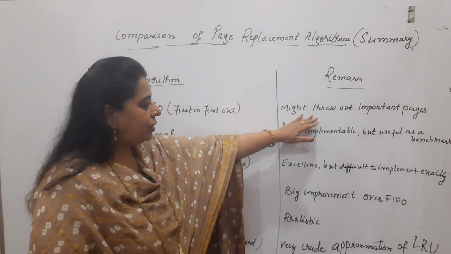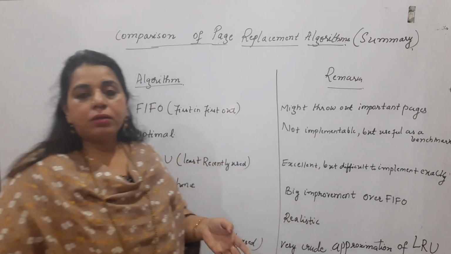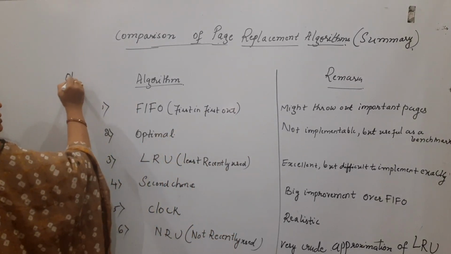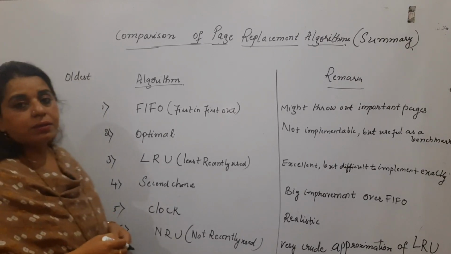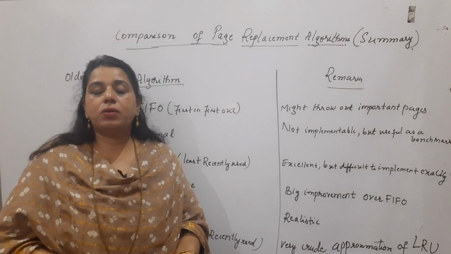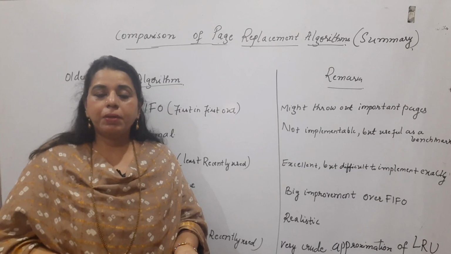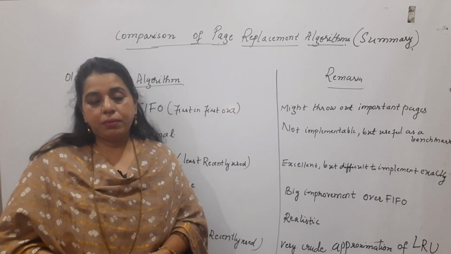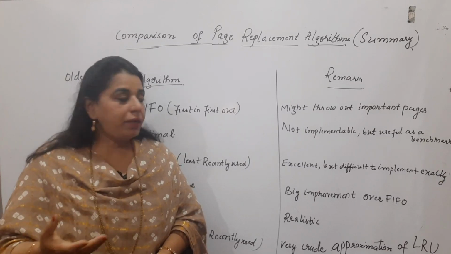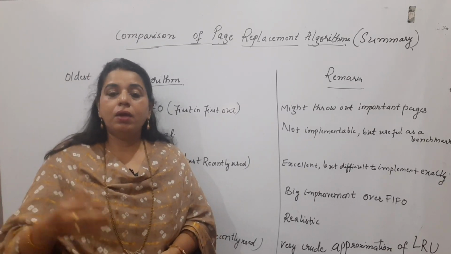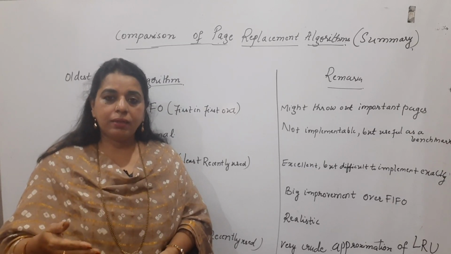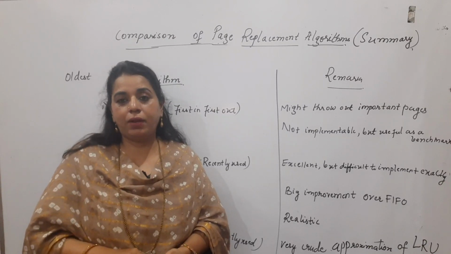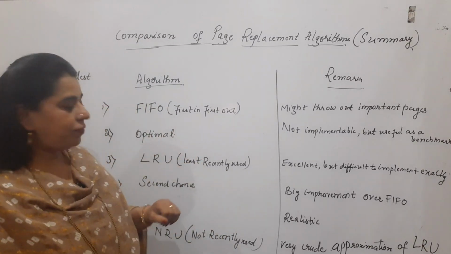First in, first out. One sentence I have written here: might throw out important pages, because in FIFO, what is the logic? The oldest page is replaced. If the oldest page is replaced, that page may be in demand immediately next, or after a few pages, because the page may have certain variables which may be in constant use by the process. That's the reason it might throw out some important pages. If the demand for that page is again and again, then it results in page faults frequently, and that will decrease the performance of the algorithm. So that is about the first in, first out.